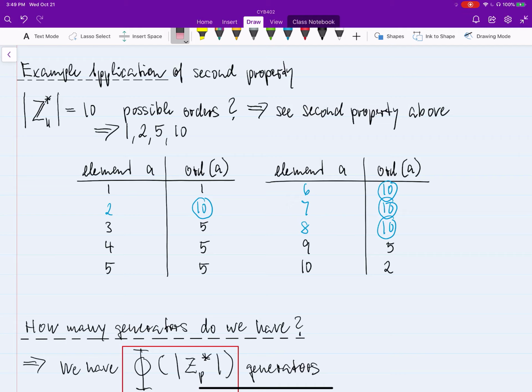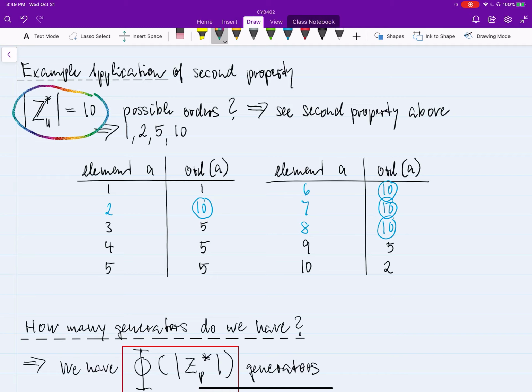So the order of Z11, and that's our example, Z11, is obviously 10. So 11 is a prime number. So the order of that group is 10 because all of the elements in that group are relatively prime to 11.